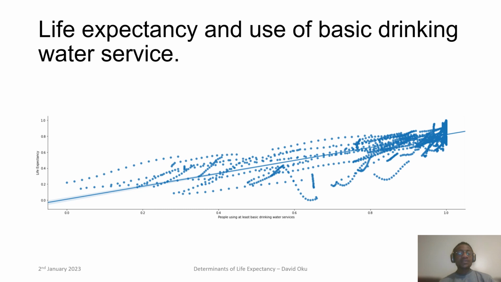With the scatter plots and a line of best fit, I have just shown how one of the highest correlating independent features, which is basic drinking water service, interacts with life expectancy with the aid of this graph.